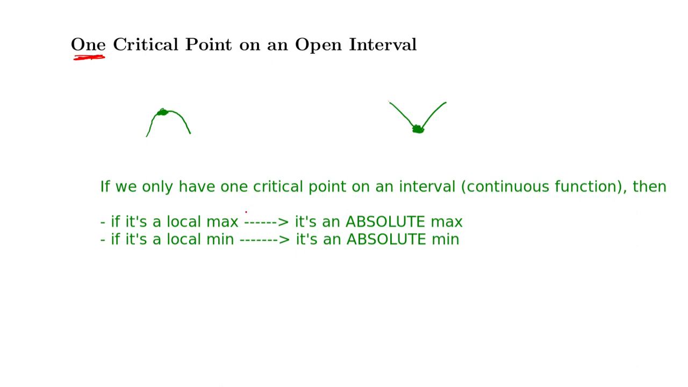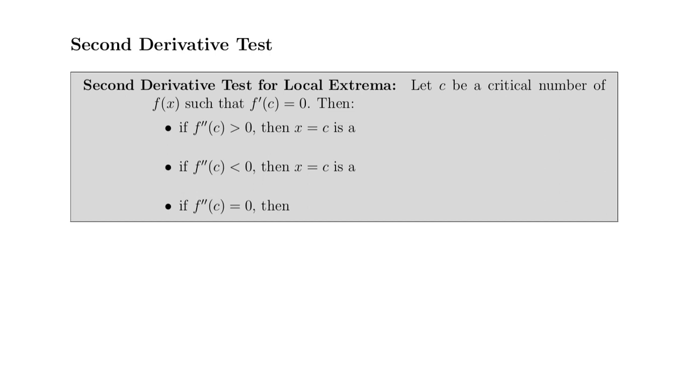So that means if we get lucky and we only have one critical point on an interval, and the nice thing about here is that it can be open, then we just have to check and see if it's a local maximum or a local minimum. We have a test to do that. The first derivative test will do that. But what I want to do is introduce another test to do that, to find if it's a local maximum or local minimum. And then we'll use that for a couple of examples just to see what's going on. So this is called the second derivative test.